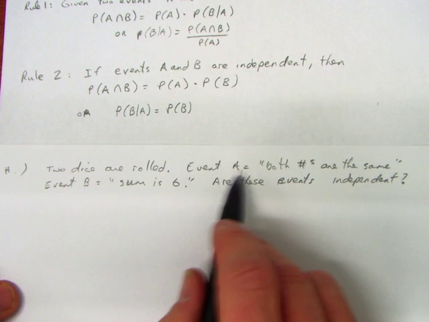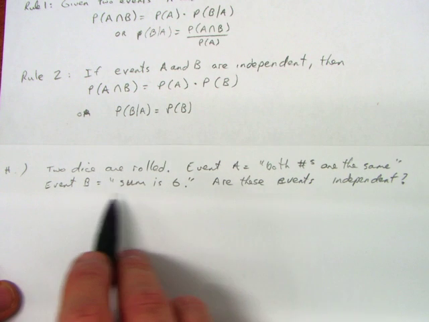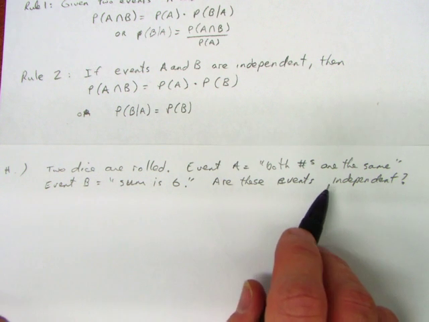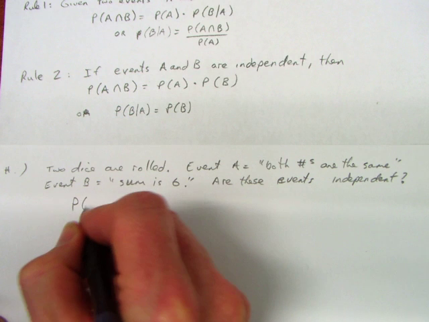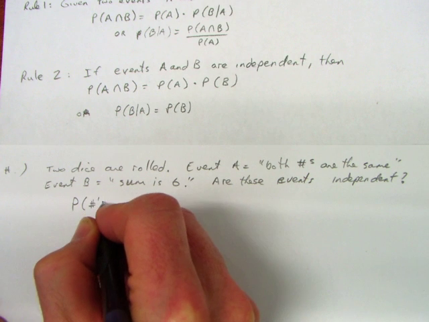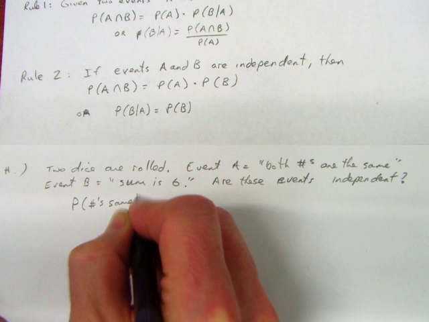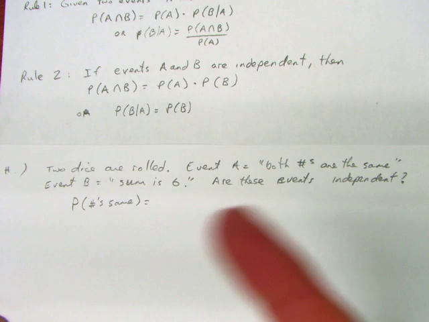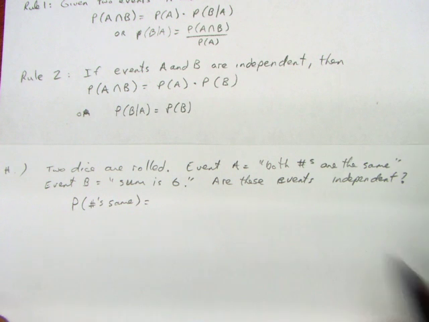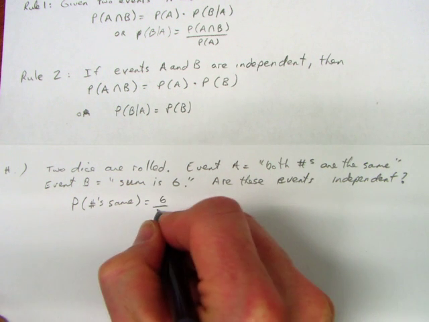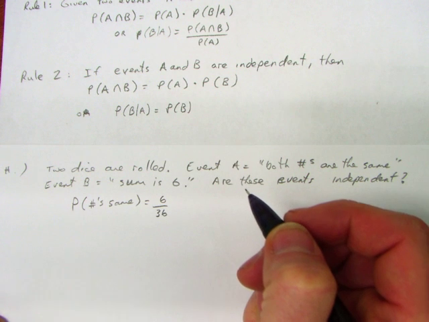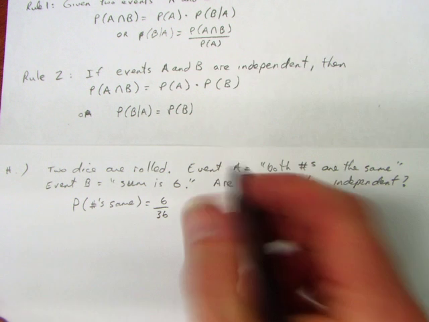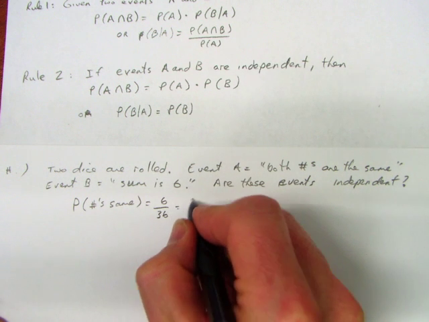We have two dice that are rolled. Event A is both numbers are the same. Event B is the sum is 6. Are these events independent? So we're going to need to find the probability that the numbers are the same. Well, how many ways can you get the numbers the same? You can either have 1,1, 2,2, 3,3, 4,4, 5,5, 6,6. So there are 6 ways to do it, and there are 36 possible. This is similar to one of your homework problems that had the table on page 601.